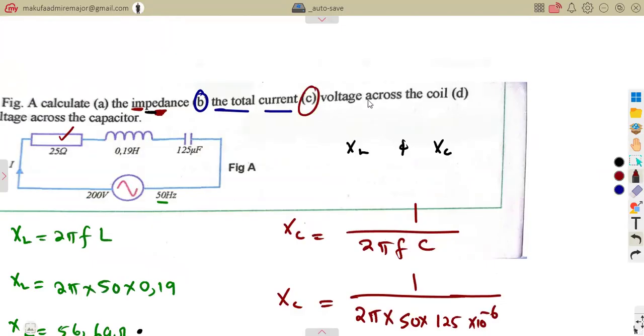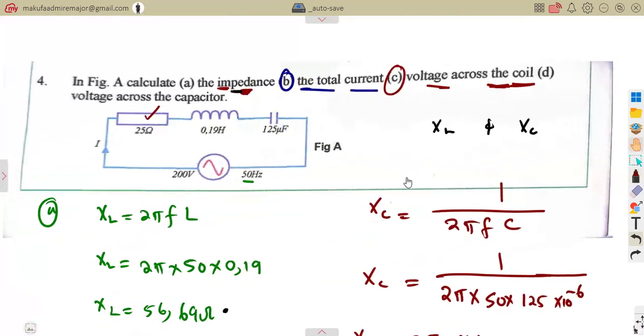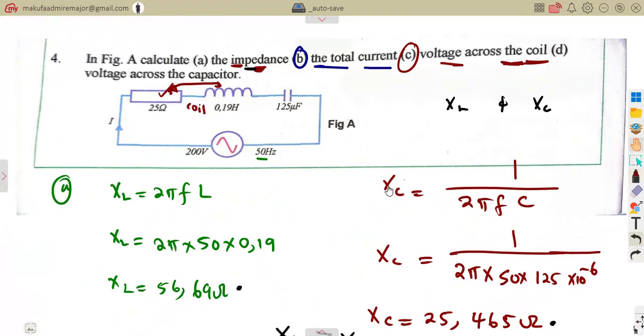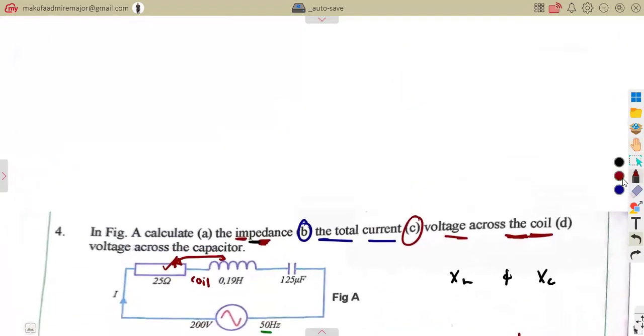All right. Then C, it was the voltage across the coil. So this is the coil. When you're considering the coil, you're considering the combination of the resistor and the inductor. That's our coil. So we need the impedance of this coil, because the voltage across the coil is taken from the total current times the impedance across that coil.